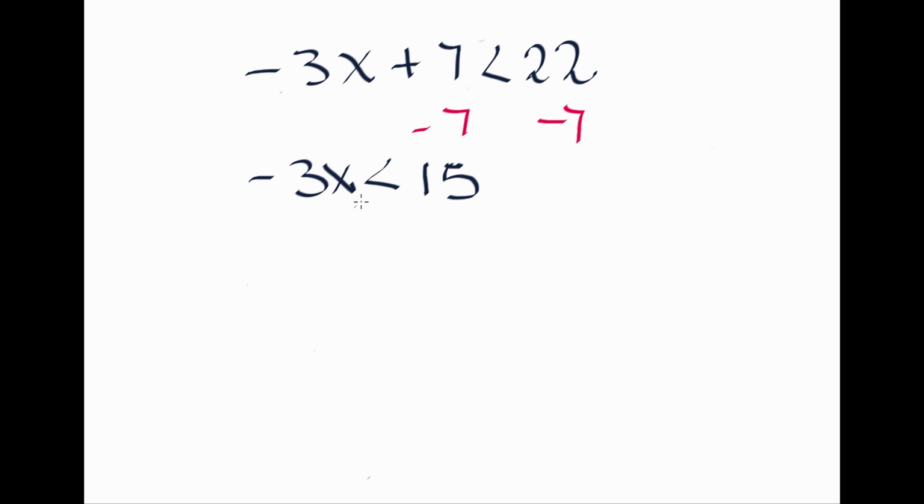Now, to isolate x, we need to get rid of the negative 3. So, like we did with linear equations, we're going to divide by negative 3 on both sides. But because we're doing an inequality, this needs to change direction. So negative 3 divided by negative 3 is just 1. We don't need the 1. Just write the x. Now this is going to be greater than, and 15 divided by negative 3 is negative 5.